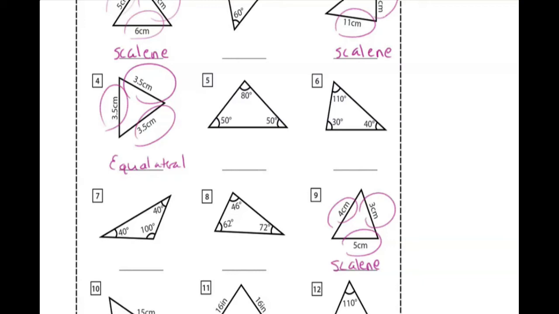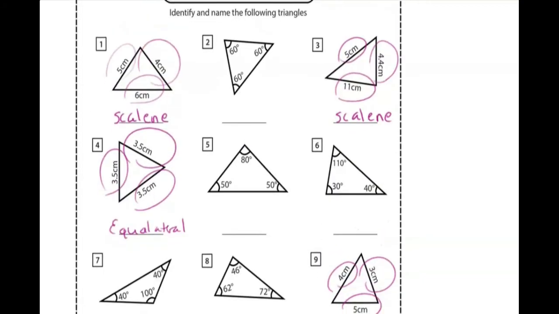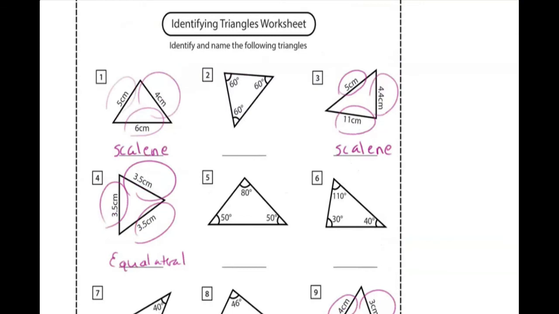Okay, now we can also judge by the angle measures. So these are going to be either right, acute, or obtuse. So again, we're looking at the angles. All of those angles are less than 90 degrees. So this is going to be an acute triangle. Aw, isn't that cute? Okay, look down at number 5.